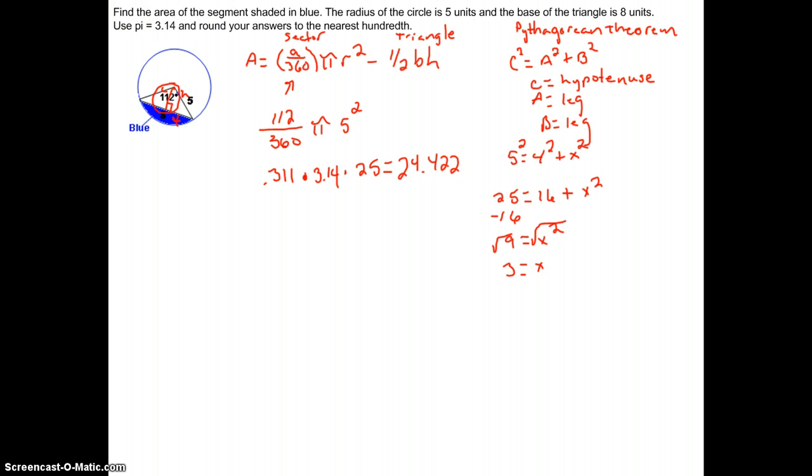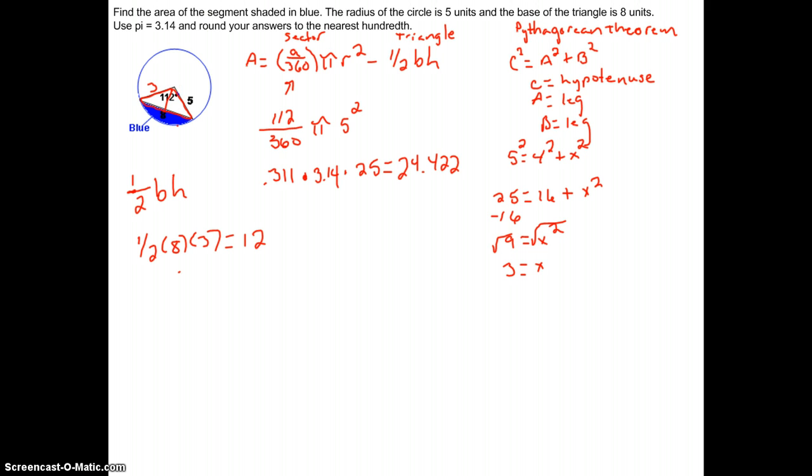So we now know that this height right here is 3. So that's the height of the triangle. So now let's find the area of our triangle, which we will use 1/2 BH. So we know the base is 8, so we get 1/2 times 8 times 3. So 24, half of 24 is 12. So this equals 12. That's the area of the triangle, this right here.